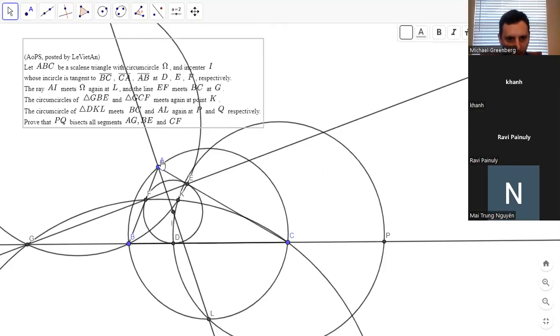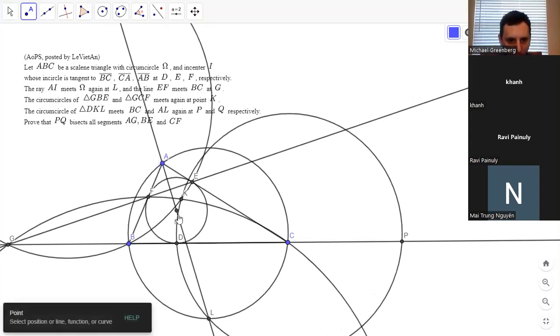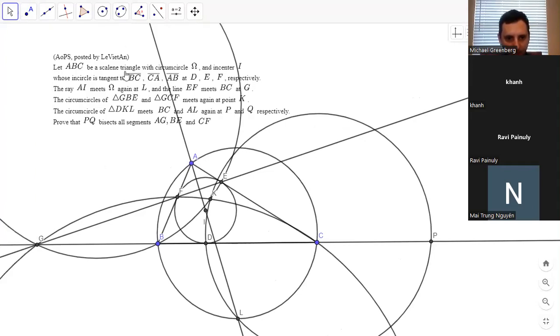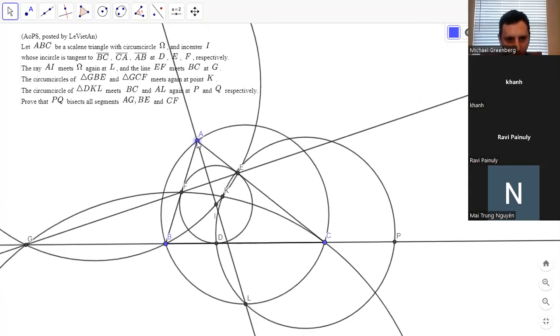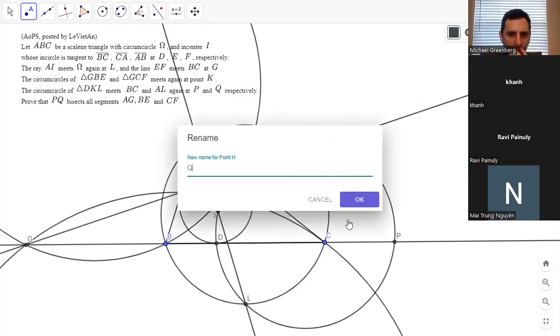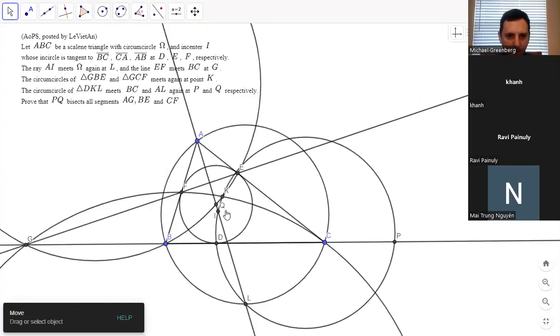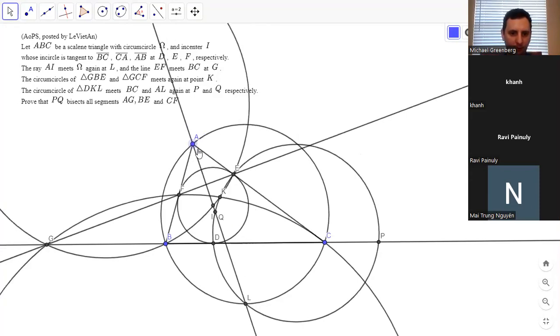So let me make Q a little easier to see. So this should be Q. It's hard to draw it. There we go, that's better. So that's Q. We want to show that PQ bisects AG, BE, and CF. So that's 3 different segments.